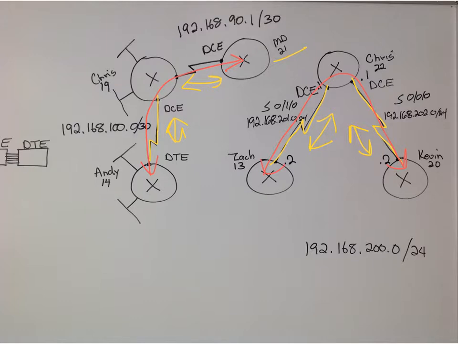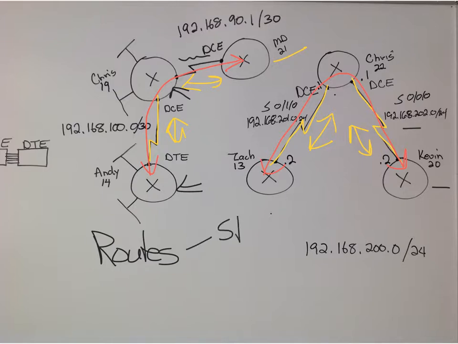The reason was we didn't have any routes. This router could see its neighbor, but it couldn't see any of these networks over here. Same thing here. These routers could see their neighbor, but they couldn't see these other networks. So to fix that, we either create static routes, which is the next chapter, and the chapter after that we do dynamic routes.